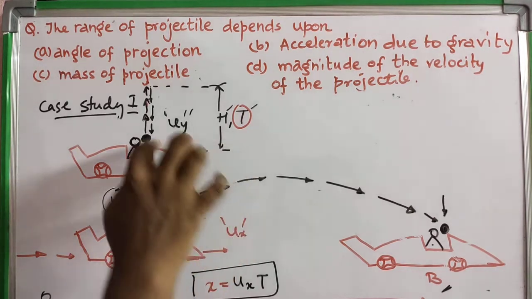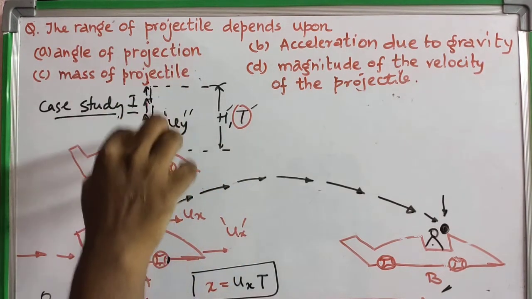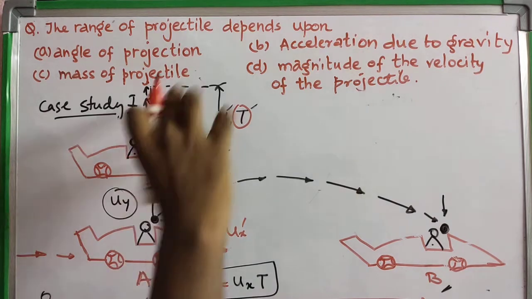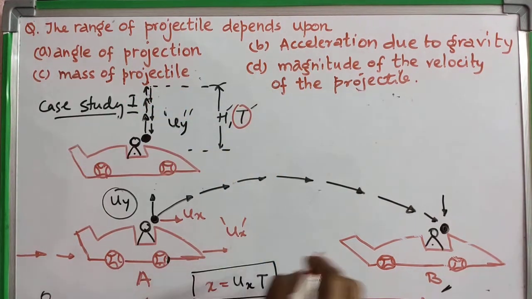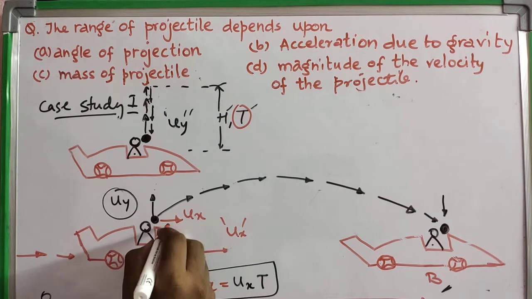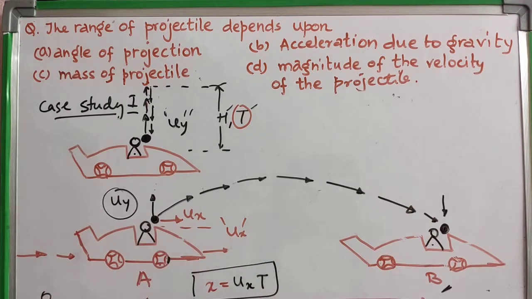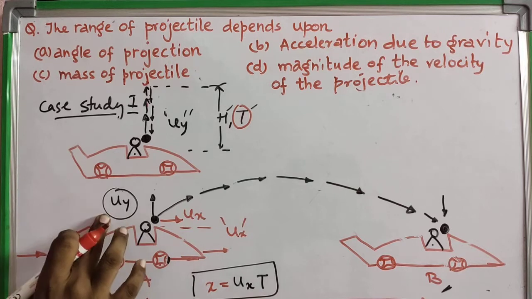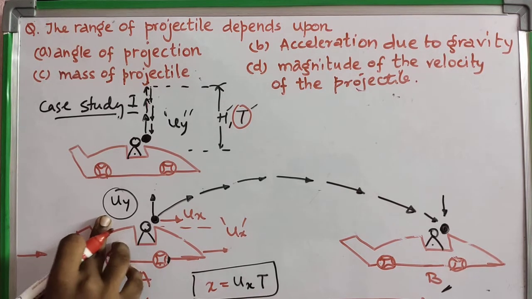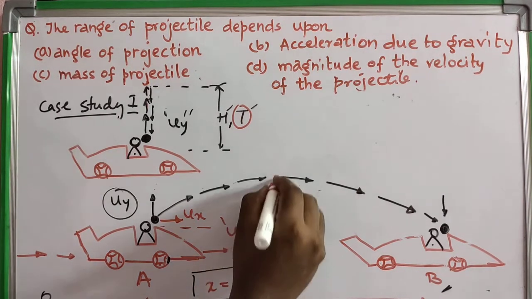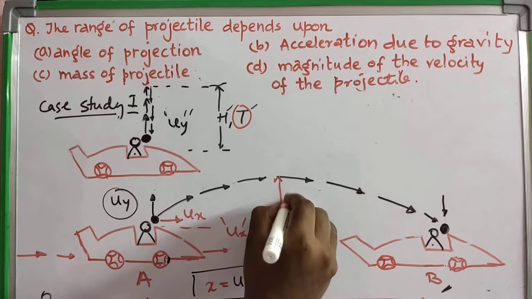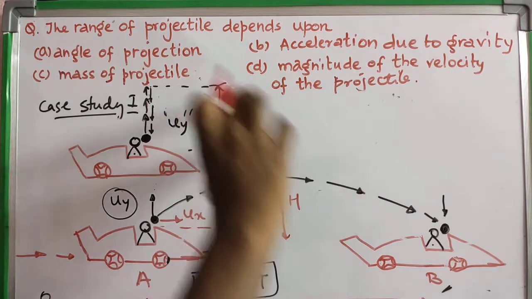That means if you throw vertically upward, the time taken to reach again with the speed uy is capital T. Here the time is also capital T when thrown with velocity uy. Clear? And if you clearly see this at the highest point, if you could measure it, this would be the same as height.